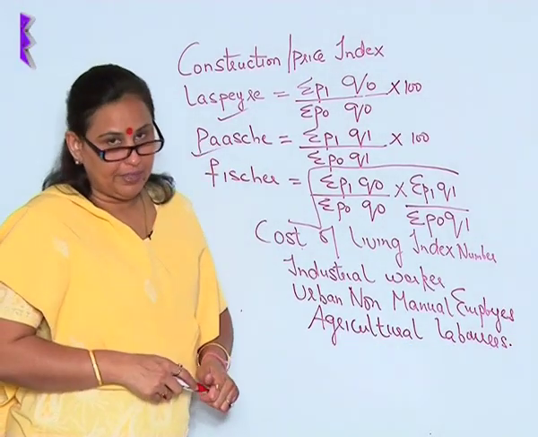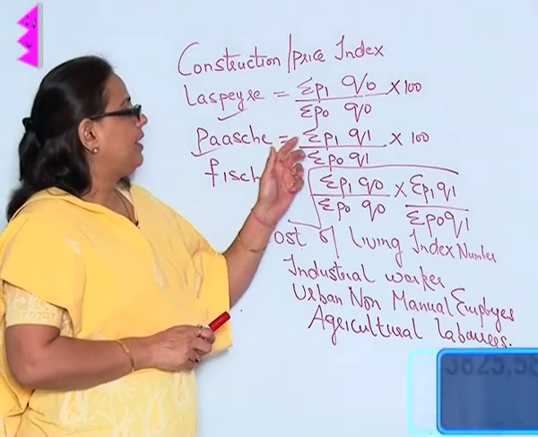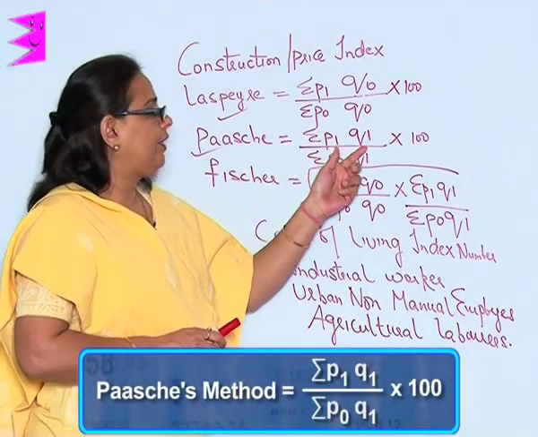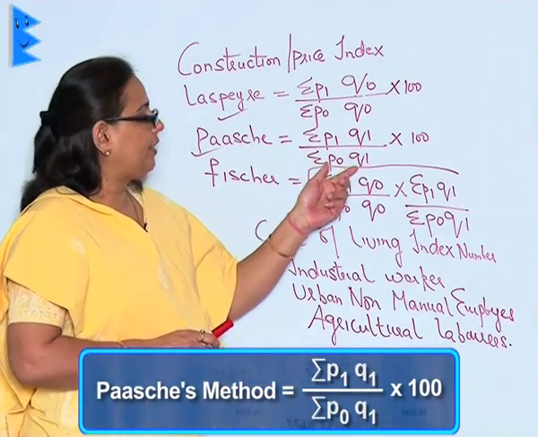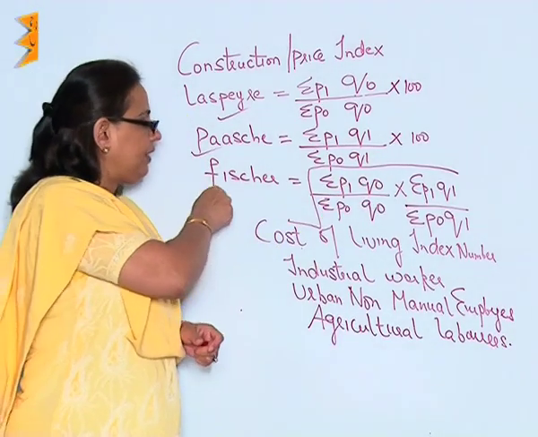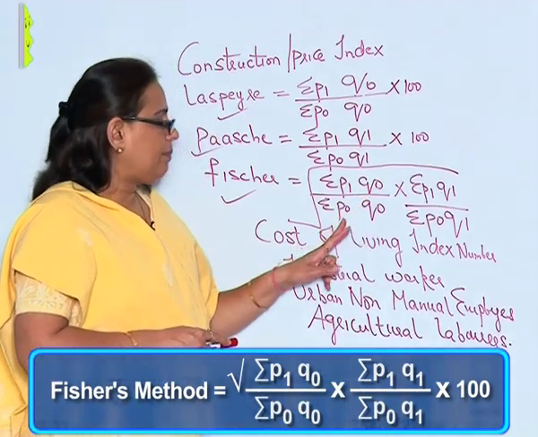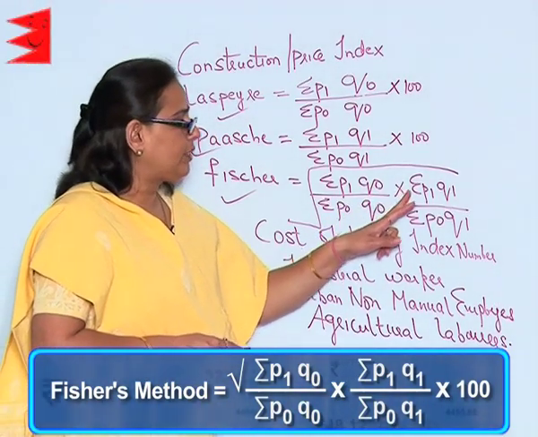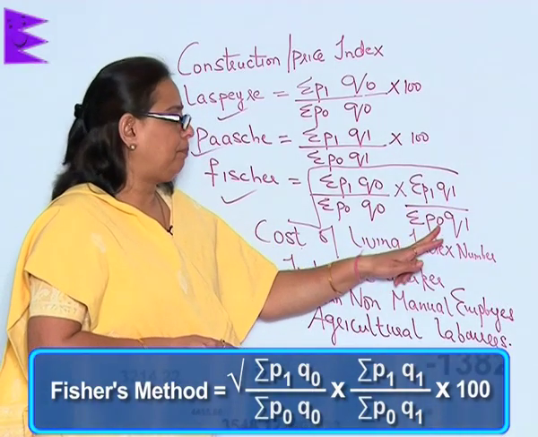Next is the Paasche method. In the Paasche method, the formula that is applied is sigma P1 Q1 upon sigma P0, that is the base year, Q1 into 100. And the Fisher method, that is the square root of sigma P1 Q0 upon sigma P0 Q0 into sigma P1 Q1 upon sigma P0 Q1.